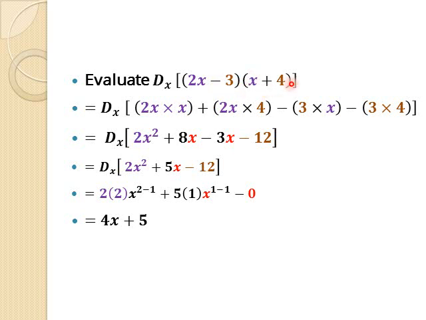Right now, I just typed out the whole process. First, 2x times x, positive times positive, stays positive. 2x times 4, negative times positive becomes negative, 3 times x, negative times positive becomes negative, 3 times 4. 2x times x gives me 2x squared, 2x times 4 gives me 8x, minus 3 times x gives me minus 3x, and negative 3 times 4 gives me negative 12.